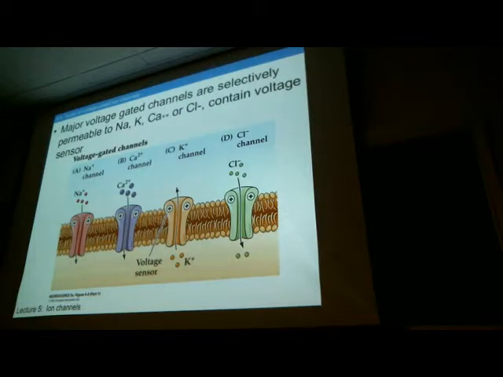Okay, so let's talk. We're going to talk mostly about the voltage-gated channels. We talked a lot about sodium and potassium, and then there's also calcium channels and chloride channels, which we're not even going to get to today. All these different classes are very selectively permeable to these particular ions.